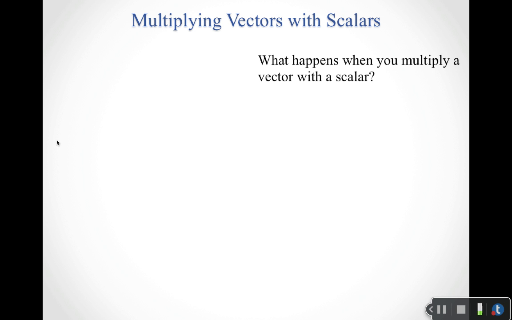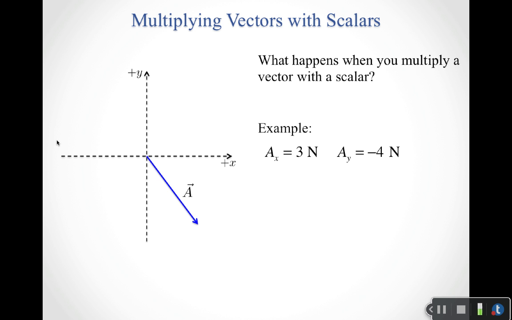So there's one last piece of math that's crucially important for us to add in before we really start worrying about digging into the physics, and that's what happens when we multiply vectors with scalars. So let's take an example. Let's take vector A here, which happens to have an x component of 3 newtons and a y component of negative 4 newtons. So it's down here in the fourth quadrant.